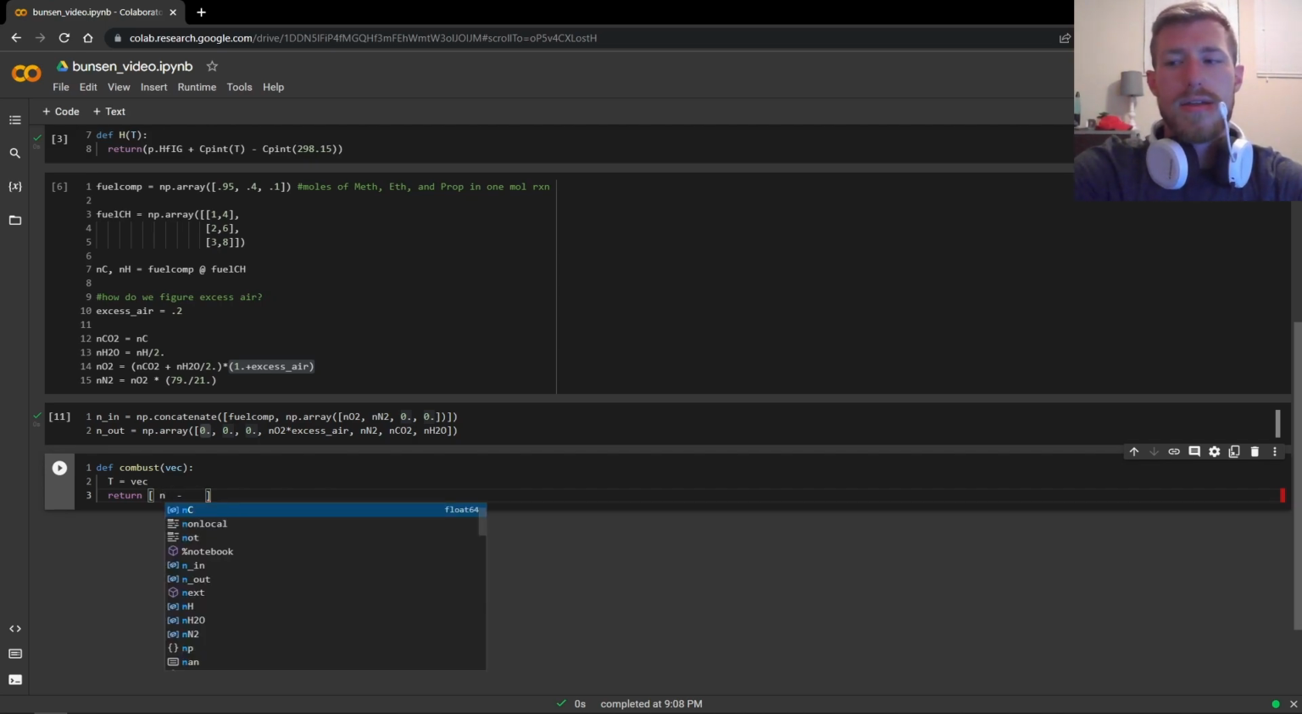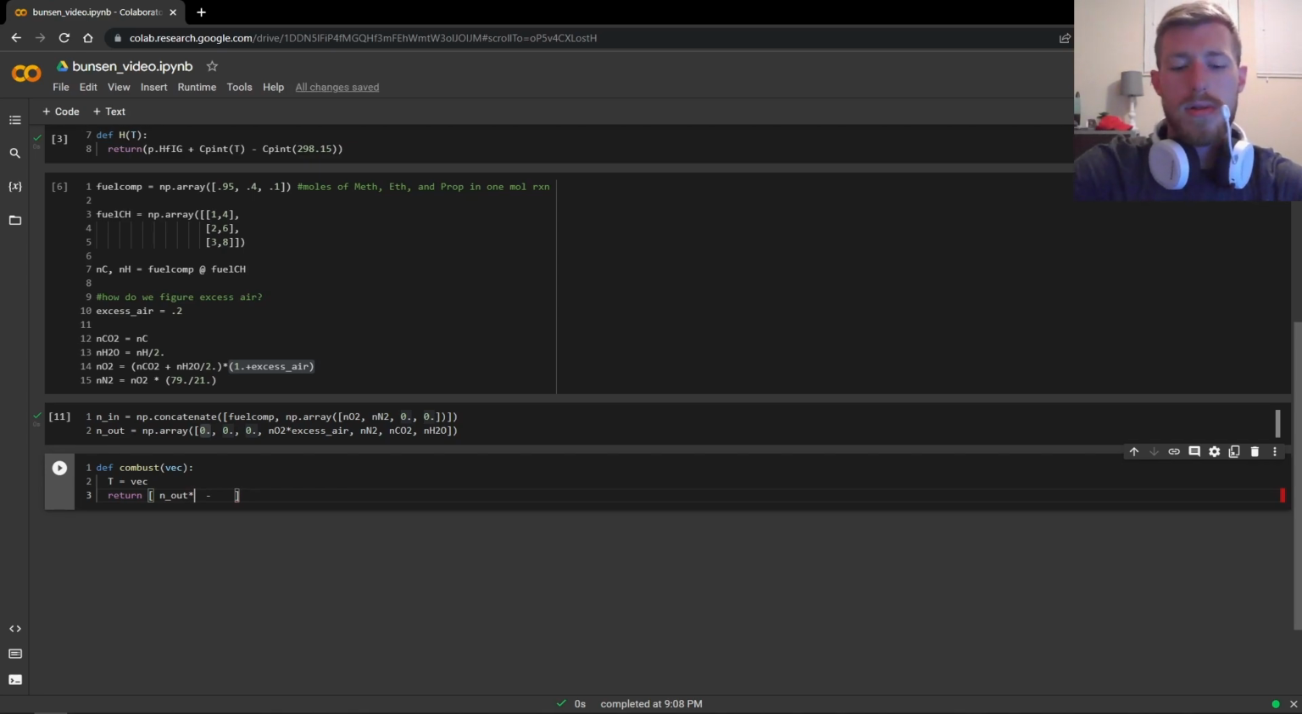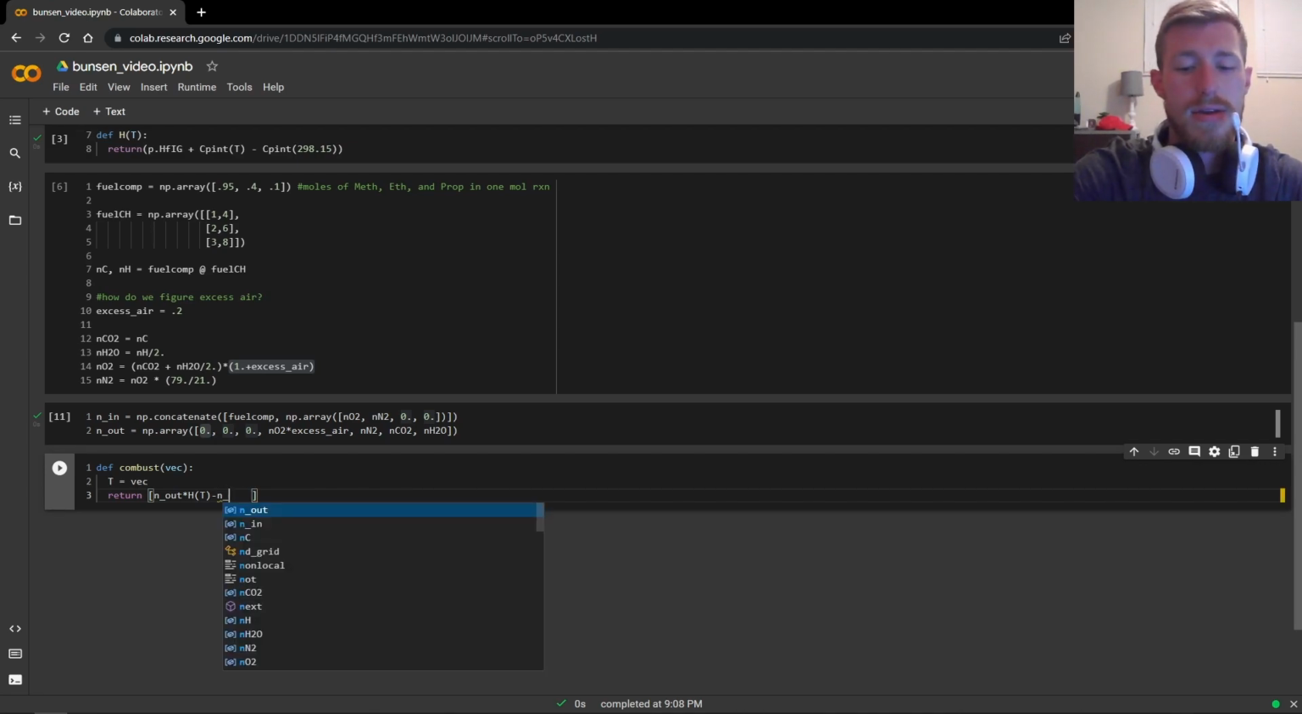So we need the moles of what's going out, so n_out, multiplied by the joules per mole predicted by the function h at the temperature T. So we have our moles multiplied by our energy per mole of each substance, because again, h(T), remember, returns an array of every single one of those. And we're just going to do the same thing: n_in, important, times h.